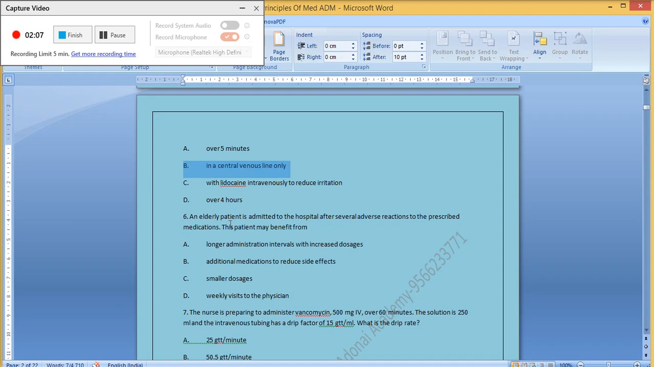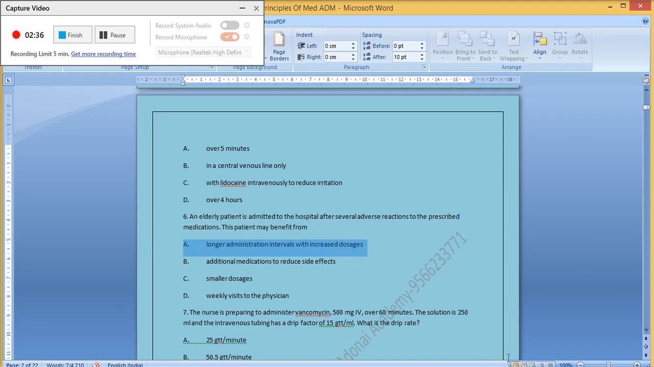An elderly patient is admitted to the hospital after several adverse reactions to the prescribed medications. The patient may benefit from A. Longer administration intervals with increased dosages, B. Additional medications to reduce the side effects, C. Smaller dosages, D. Weekly visits to the patient. The correct answer is A. Longer administration intervals with increased dosages.